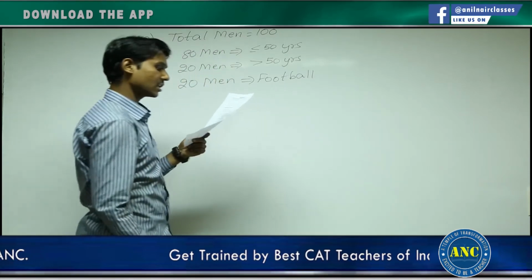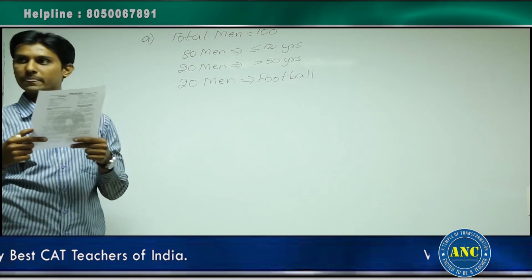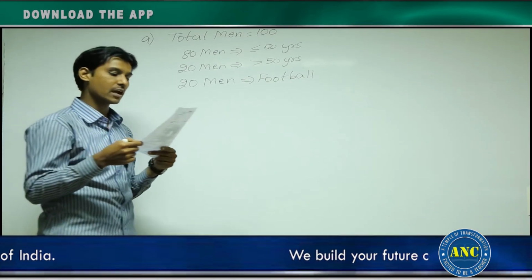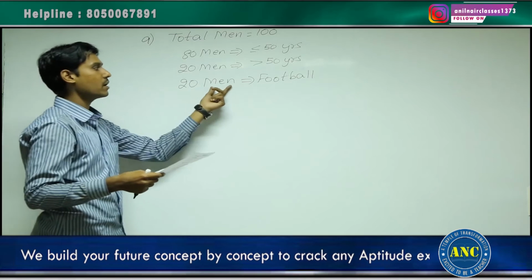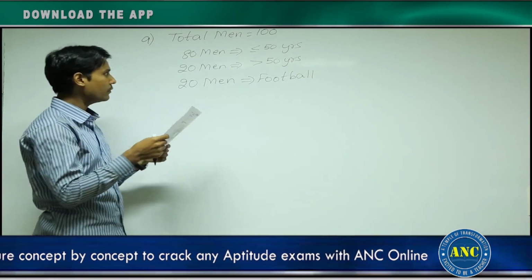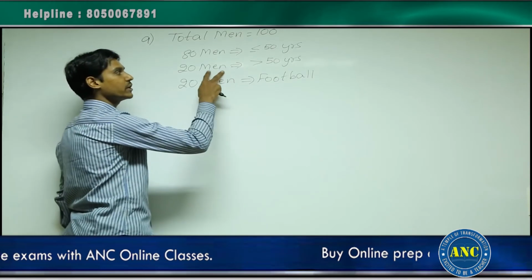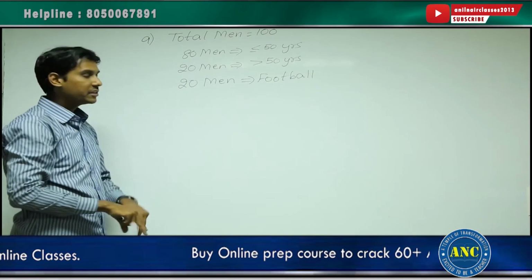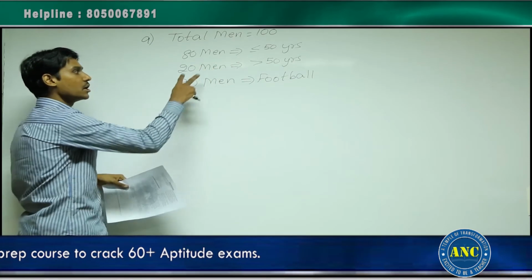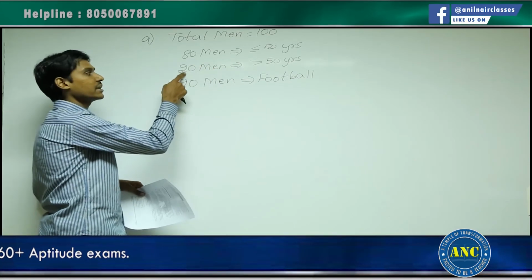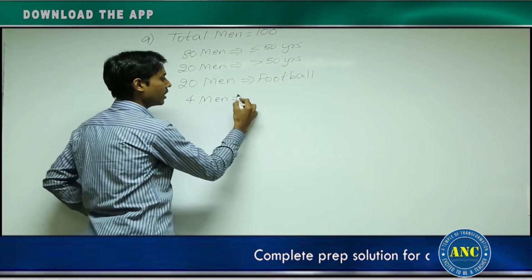Next statement. If 20% of the men above the age of 50 play football, what percentage of the football players are less than or equal to 50 years? See here. 20 men will play football, right? If you observe here, 20% of the men above the age of 50 play football. Above the age of 50, how many men are there? 20 men are there. In these 20 men, only 20% of them will play football. That is what they are telling, right? That means what is 20% of 20? 10% of 20 is 2. 20% is 4. That means 4 men will play football.